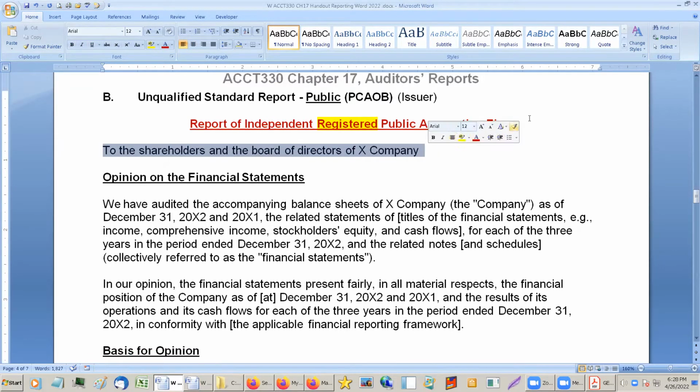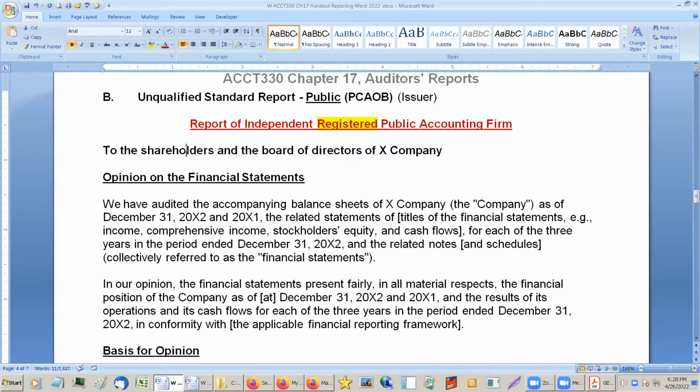I think we talked about this before, and that is, who do you send this to? You do not send this report to management. It's generally sent to shareholders and the board of directors and people who are outside the company, not management. Management made the financial statements. Management should know about the financial statements since they're the ones that made it. So we do not send this report to management.